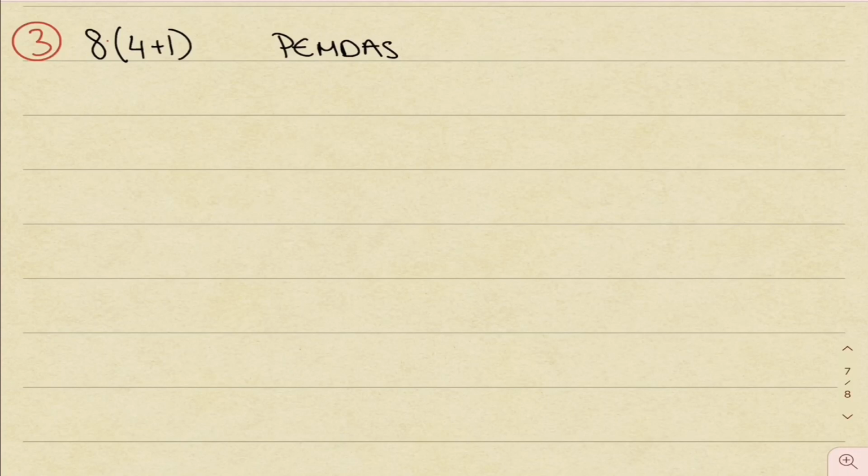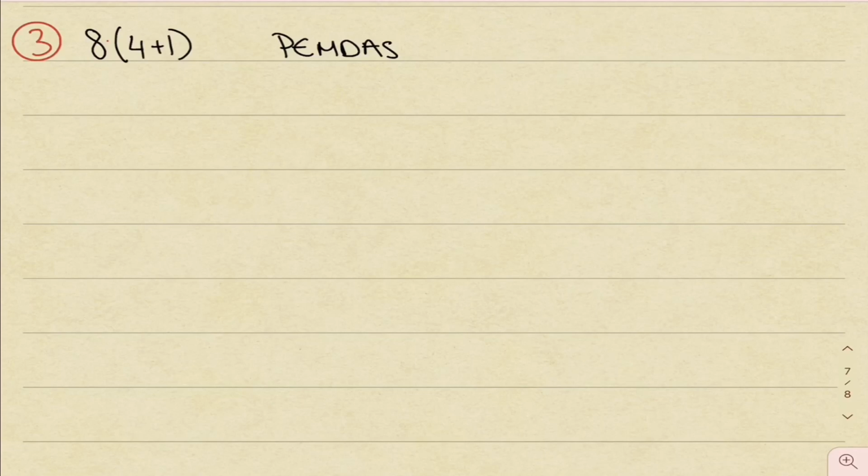Problem 3 is 8 times (4 plus 1). Now you guys have to know that anytime you have a number in front of parentheses, there's always a multiplication sign that we don't see. So I'm going to write over here PEMDAS. Now in this expression, we have multiplication and we have parentheses, right? And inside of parentheses, we have two numbers adding each other. So which one should we do first?